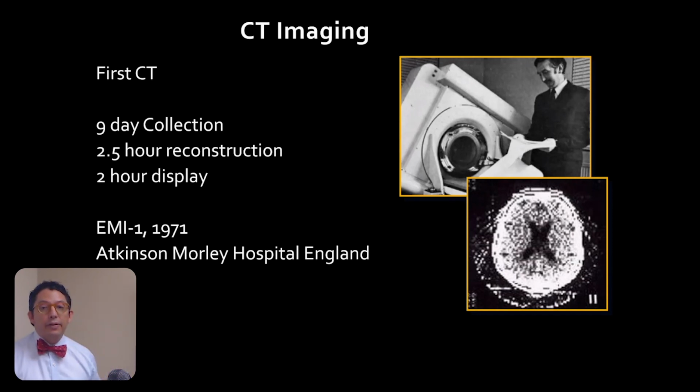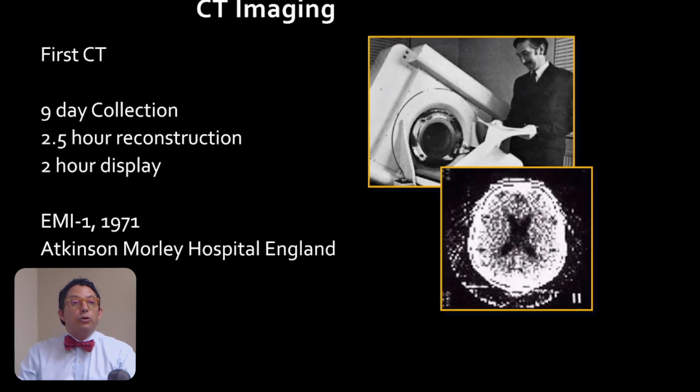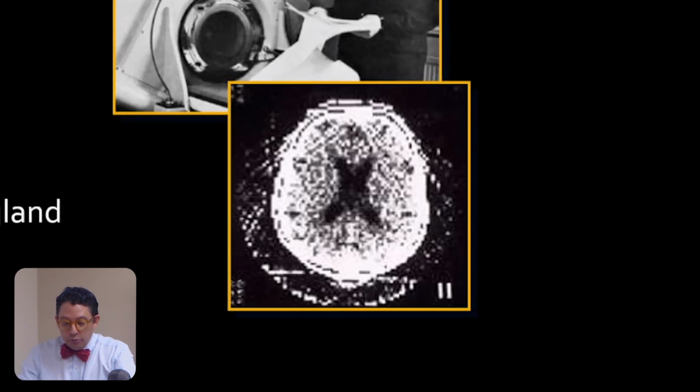The first CT is what you see here. It's called the EMI 1. It was at Atkinson Morley's Hospital in England, and it took 9 days to do the imaging collection, 2.5 hours to reconstruct, and 2 hours to actually display it. It was a huge computer room that was needed to display that. And this was the first image, the one that you have down here. Let me try to magnify that for you so you can see it better.